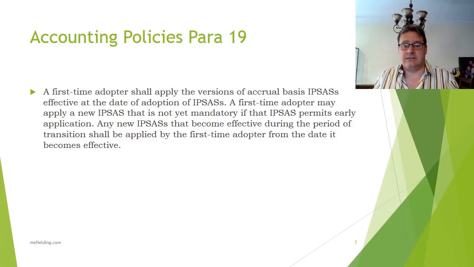Standard number 33 tells us that you're not allowed to do that. No, you're not allowed to, but you shouldn't do that. A first-time adopter shall apply the versions of accrual basis effective at the date of adoption of IPSAS. How do you get around it in real life? For me personally, I would say go with the IFRS system, go with the idea that we use the IFRS.